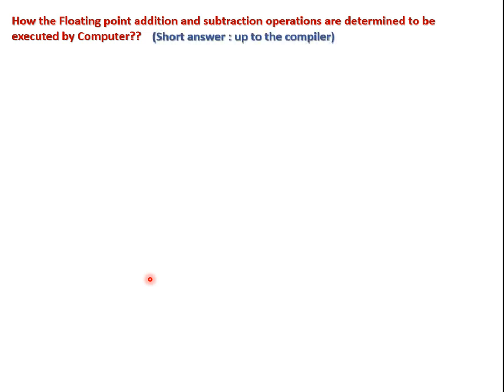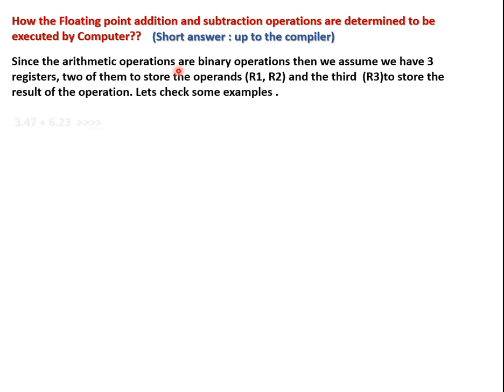It says here: how the floating point number addition and subtraction operations are determined to be executed by computer. The short answer is it's up to the compiler. The compiler determines if this is going to be addition operation or subtraction operation. Okay, let's answer and see some explanation.